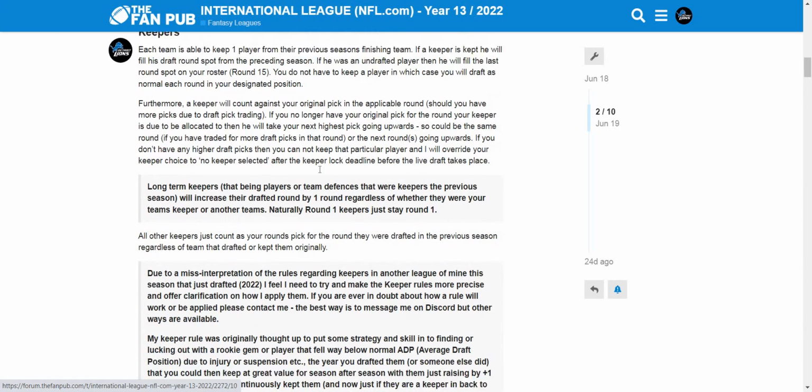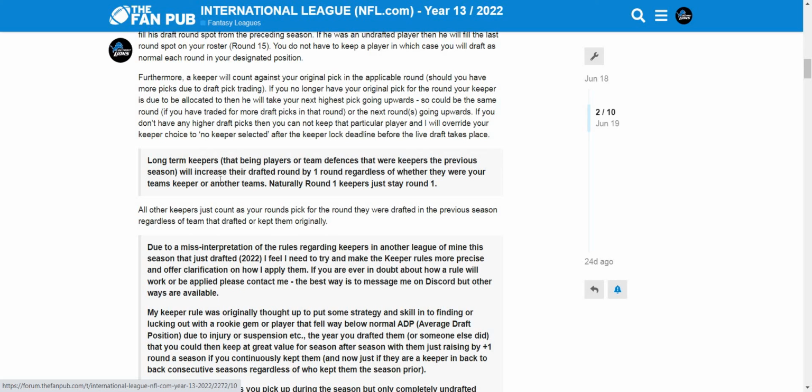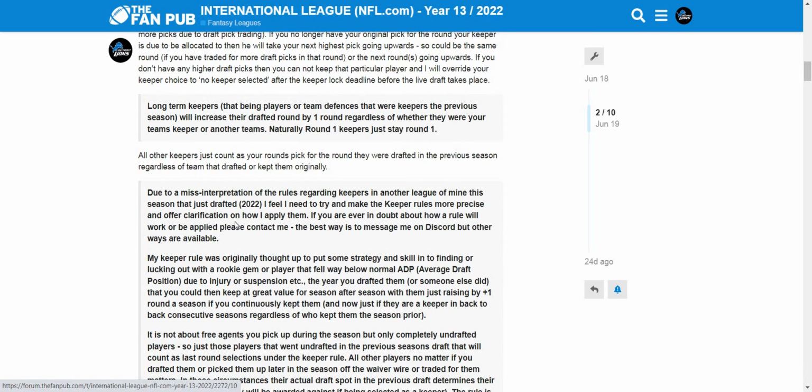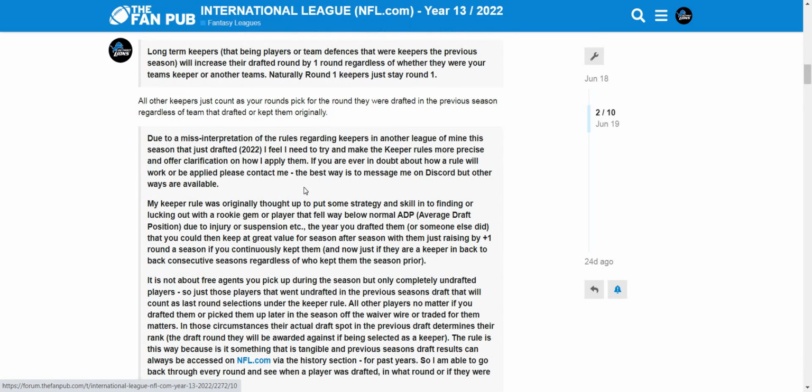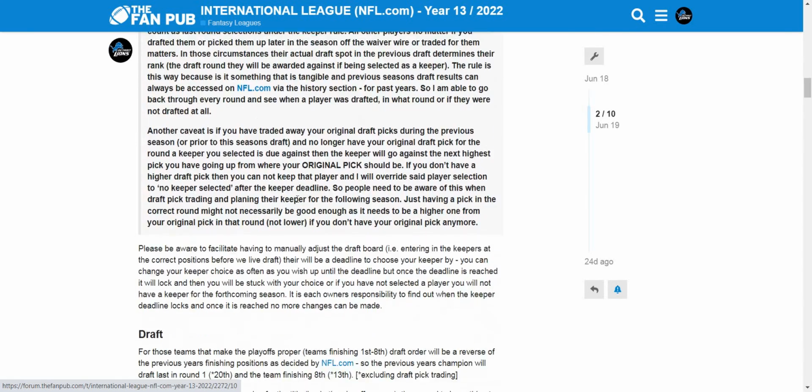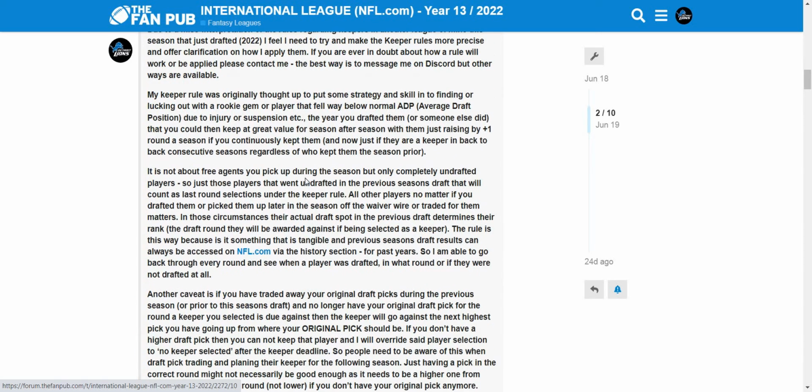So this is the keeper rules here. And I've tried to explain here, due to a misinterpretation in another league that I run, how my keeper league's rules work. Now, this is how it is. You can keep one player, any player you like. If the player was a keeper last season, whether it was your keeper or somebody else's, if they're kept again this season, they will go up one round.